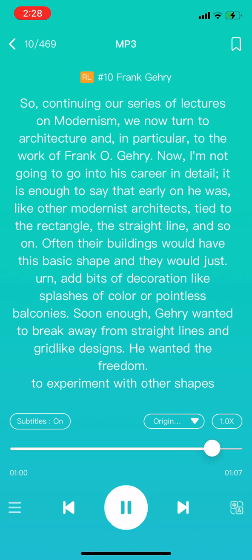Now, I want to talk about one building in particular, the Guggenheim Museum in Bilbao, which I think you'll agree is a masterpiece.